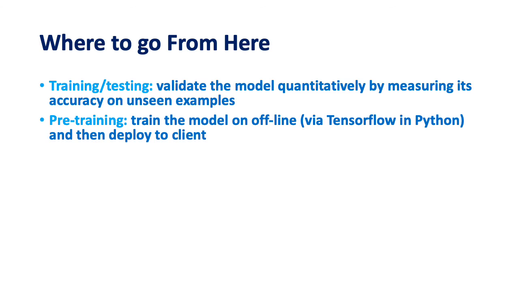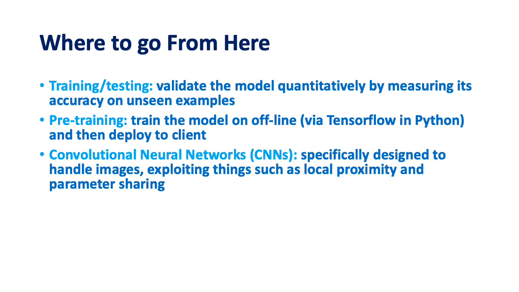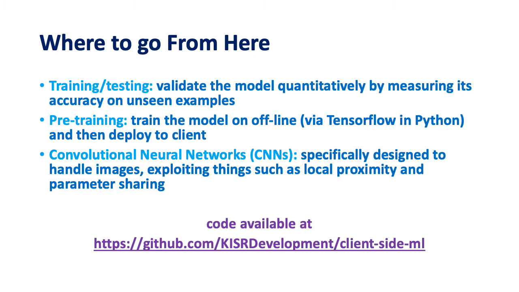Another is to train the model offline on a powerful machine, say using the TensorFlow library in Python, and then deploy it to the client. This way the user doesn't have to retrain the model every time they load the page. And of course we can use convolutional neural networks, which are special neural network architectures designed to handle images, exploiting things such as local proximity and parameter sharing. And the good news is that all of these things can be done and are supported by TensorFlow.js.